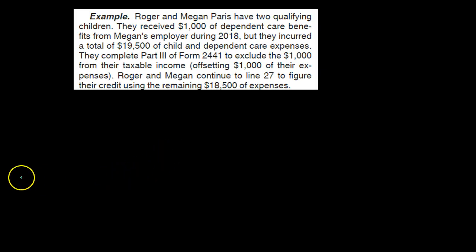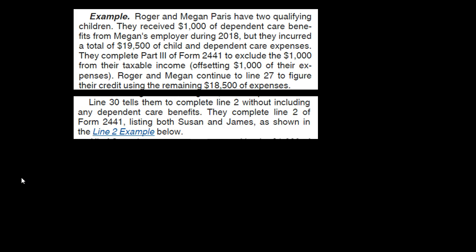Back to the text. Example. Roger and Megan Perez have two qualifying children. They received $1,000 of dependent care benefits from Megan's employer during 2018, but they incurred a total of $19,500 of child and dependent care expenses. They complete Part 3 of Form 2441 to exclude the $1,000 from their taxable income, offsetting $1,000 of their expenses. Roger and Megan continue to line 27 to figure their credit using the remaining $18,500 of expenses.